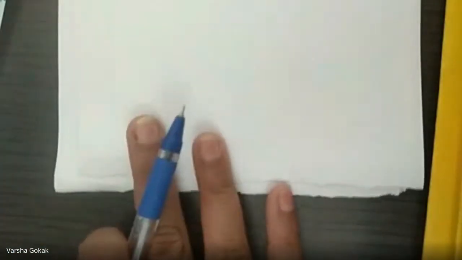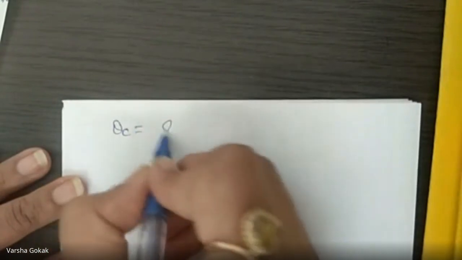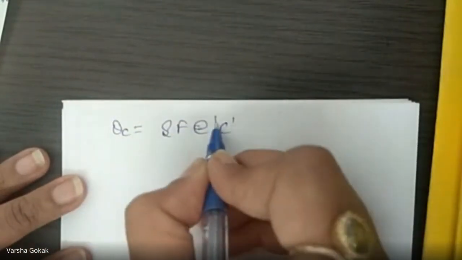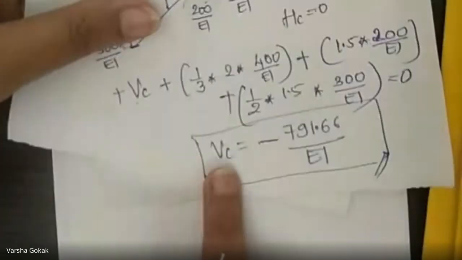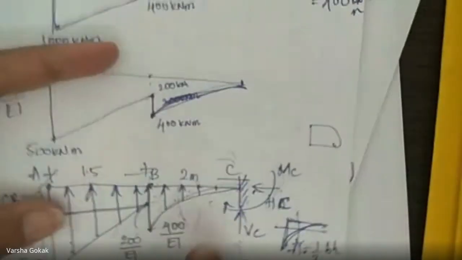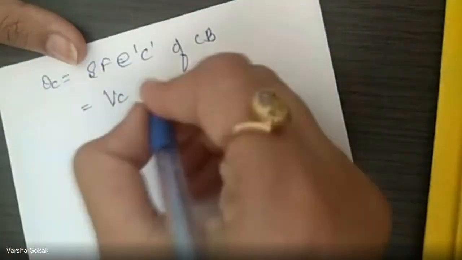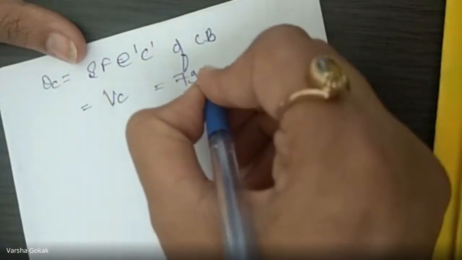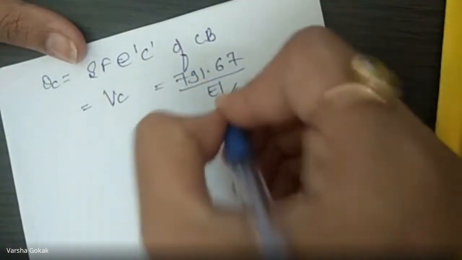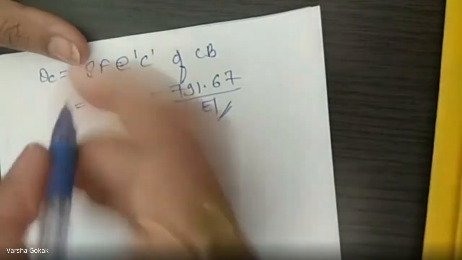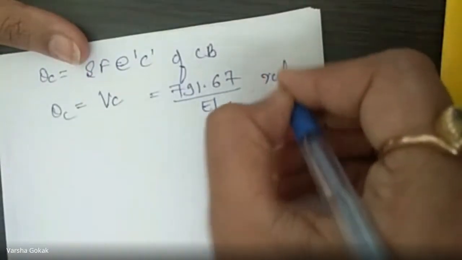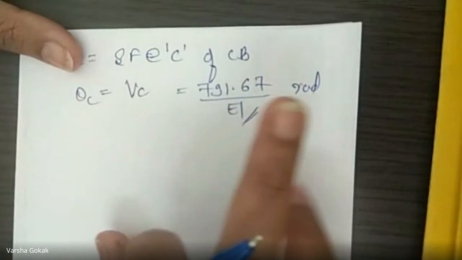Then let us find theta C. They have asked us to calculate theta C. So theta C would be nothing but the shear force at point C of the conjugate beam. Now we have already calculated BC only is your theta C, shear force at C, right? Therefore, it is nothing but the value of BC, that is 791.67 by EI. This would be your theta C value in radians. You can substitute for EI later on. So this is theta C.